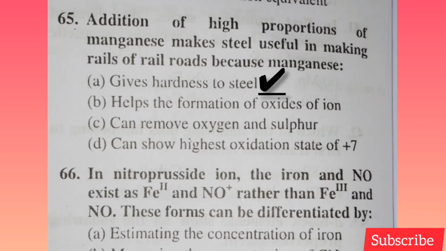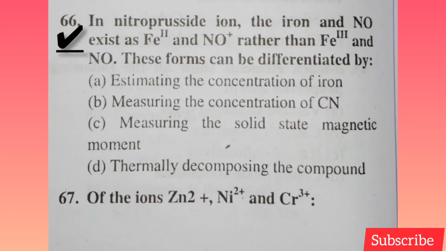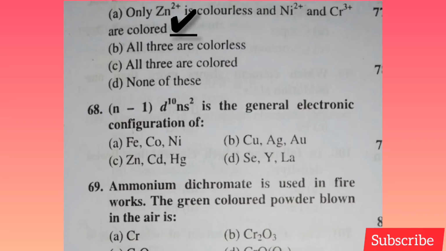Option E is correct. In nitroprusside ion, the iron and NO exist as Fe2 NO positive rather than Fe3 and NO. These forms can be differentiated by, option C is correct. Of the ions Zn2 positive, Ni2 positive, Cr3 positive, option A is correct. Only the zinc ion will be colorless, and the nickel and chromium ions are colored.